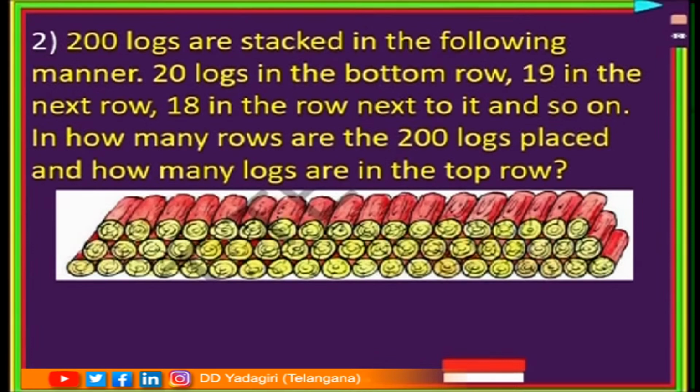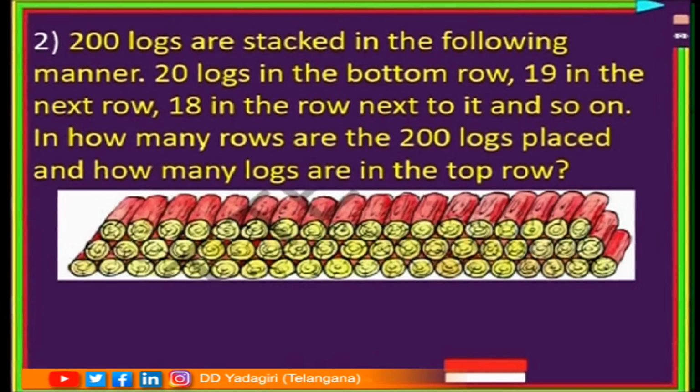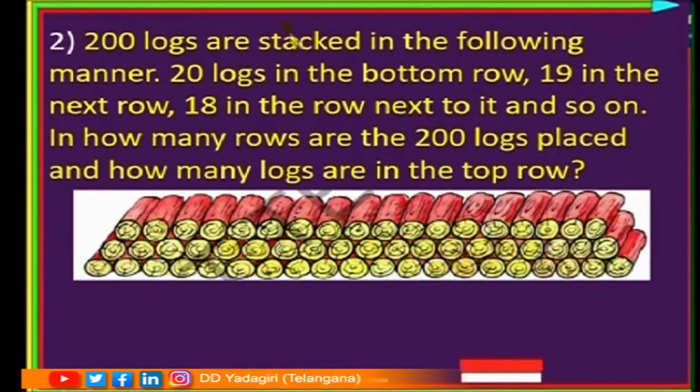So the problem is, here we have 200 logs stacked in the following manner: 20 logs in the bottom row, 19 in the next row, 18 in the row next to it, and so on. Continue like this. In how many rows are the 200 logs placed and how many logs are in the top row? So this is the figure.